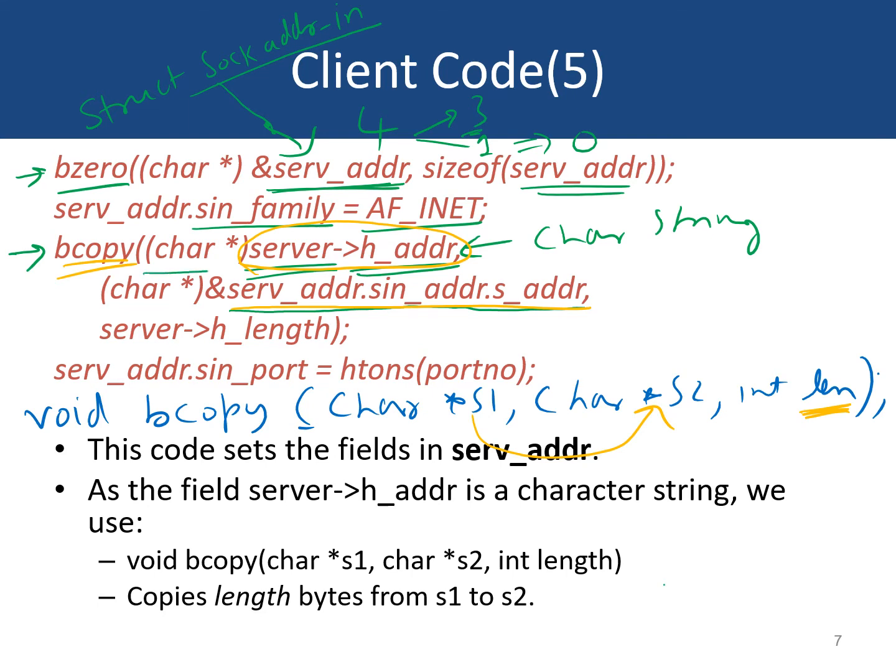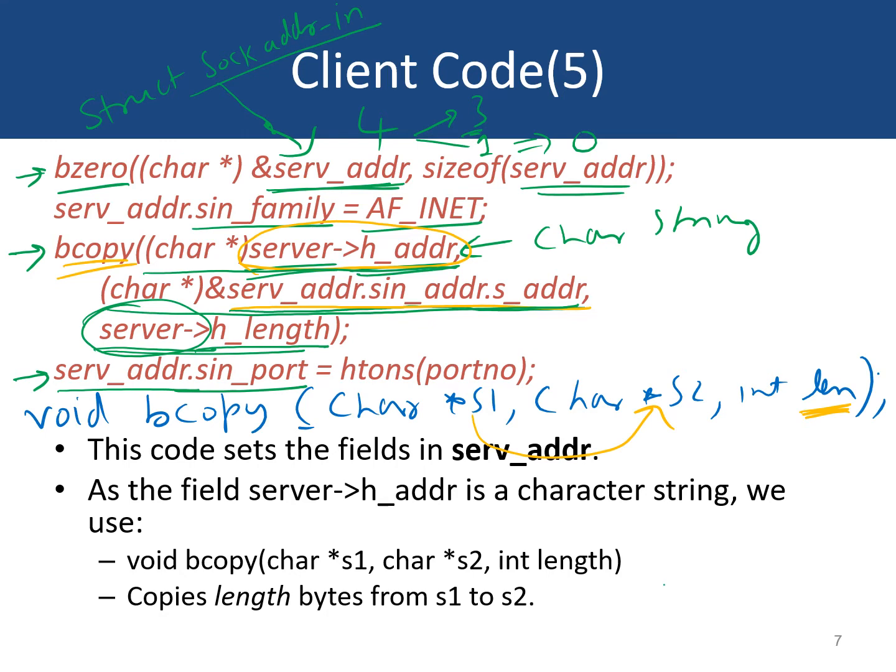The first parameter here is the source string. The second parameter is the destination string, which is basically the IP address field of our server_address structure. And recall, the h_length field of the hostent object, which is this server variable here, contains the size or length of the IP address or the address of the host. Finally, we store the port number of the server in the sin_port field of the server_address structure instance.